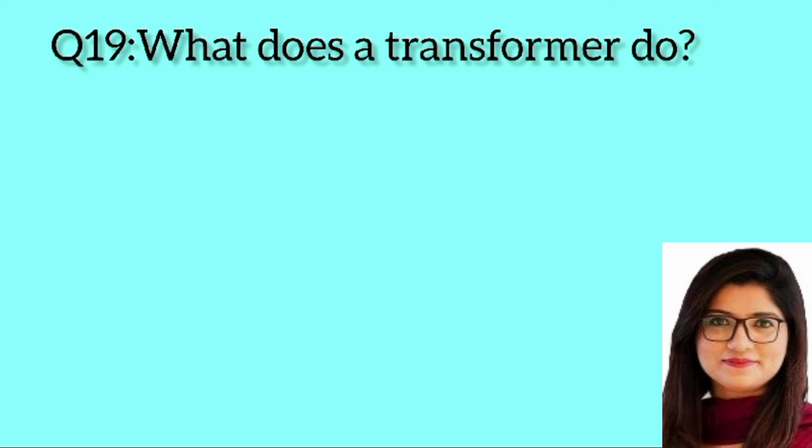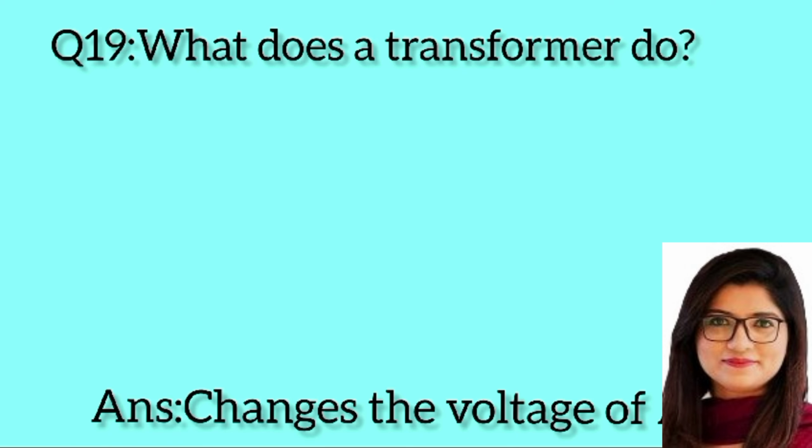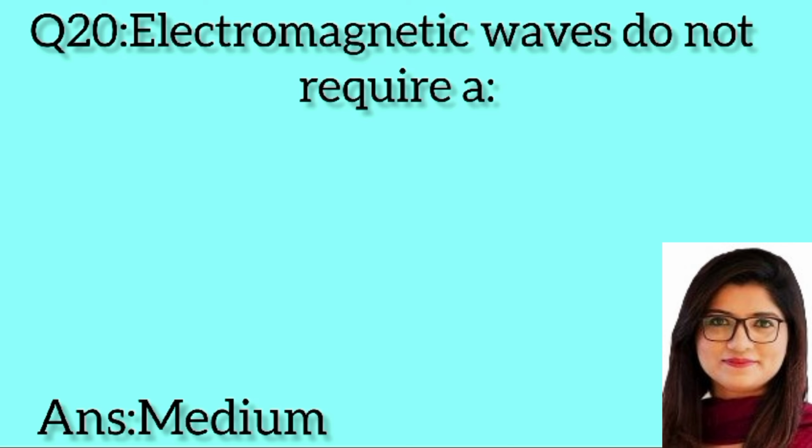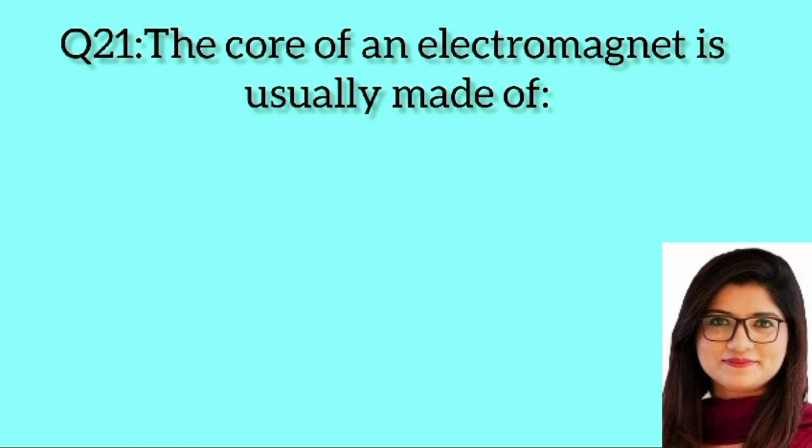Question 19. What does a transformer do? Answer: changes the voltage of AC. Question 20. Electromagnetic waves do not require a? Answer: medium. Question 21. The core of an electromagnet is usually made of? Answer: iron.